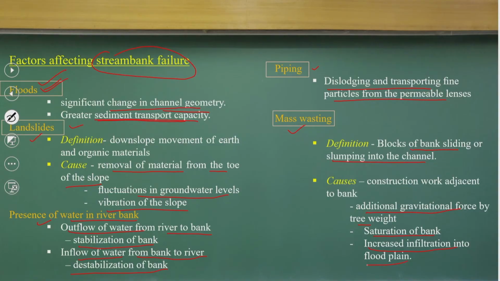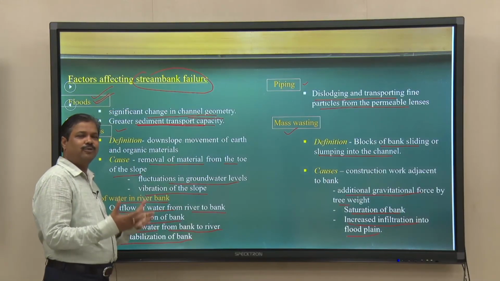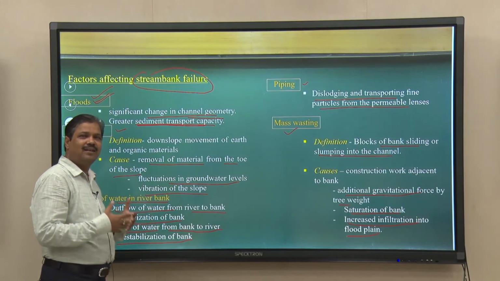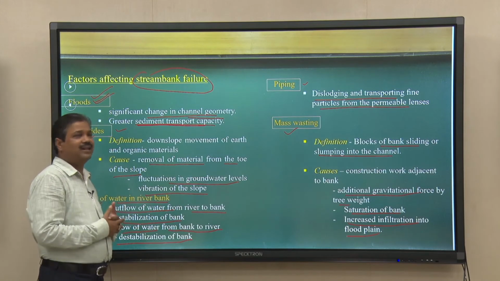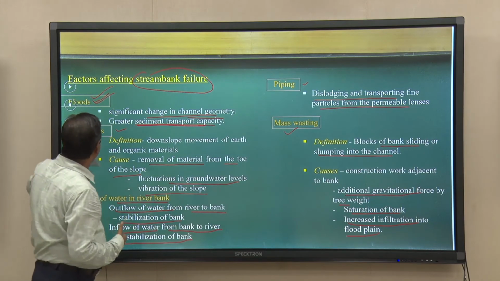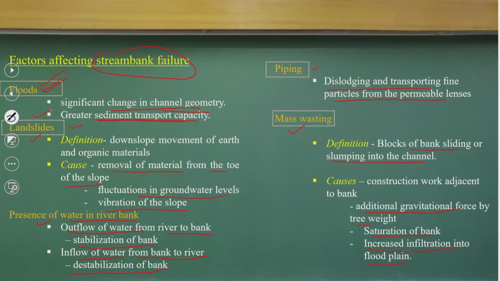You should try to understand how the bank erosion processes are accelerated or decelerated because of floods, landslide processes, presence of water in the river, presence of water in the riverbank, piping, and mass wasting, and how we intervene in all these processes.